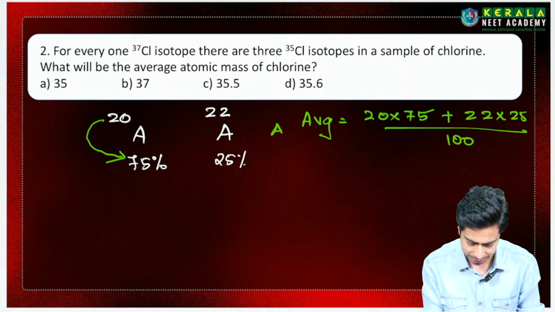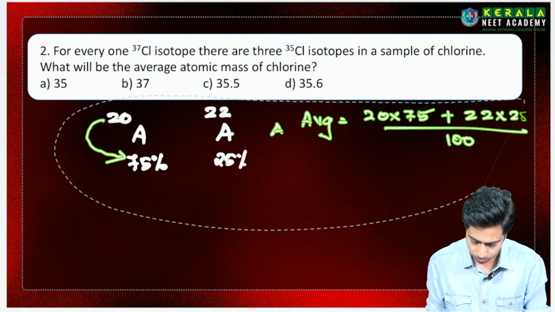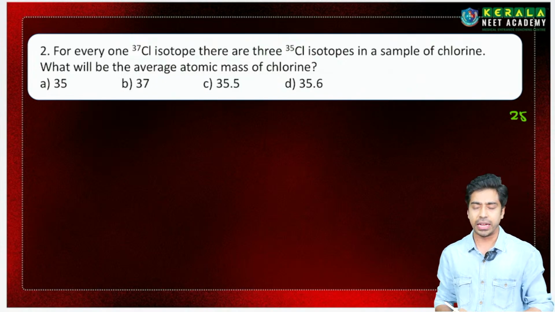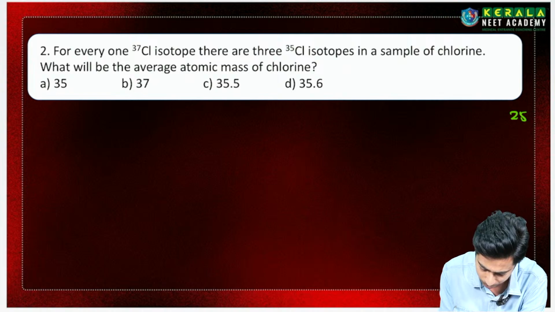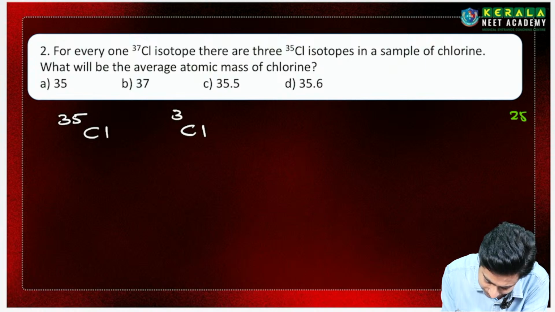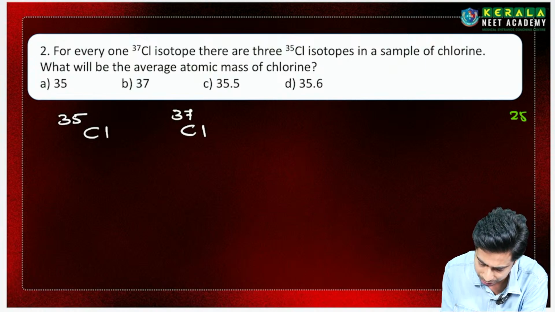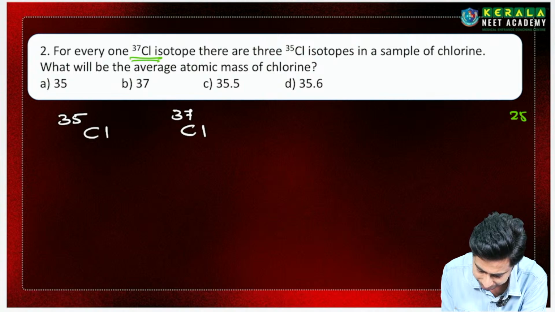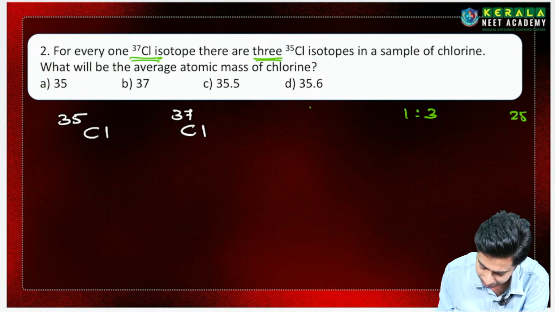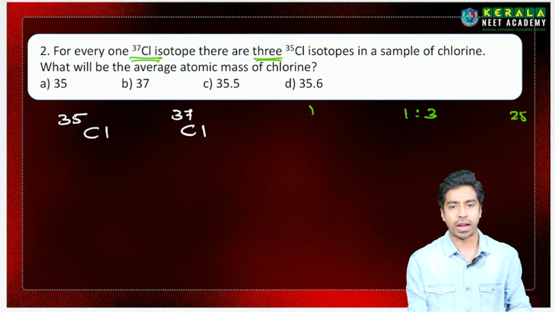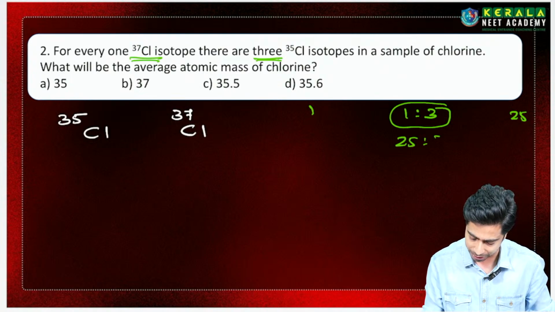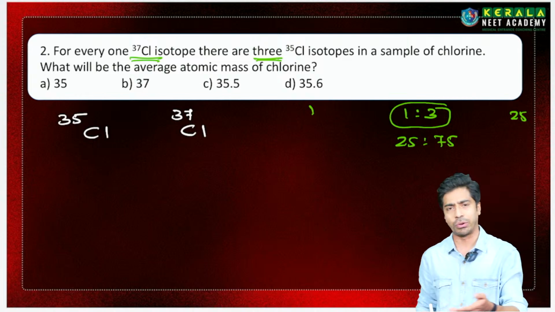Now listen here. It is mentioned that for every 1 chlorine-37, there are 3 chlorine-35. So there are 2 isotopes, chlorine-35 and chlorine-37. For each chlorine-37, we have 3 chlorine-35. That means they are present in the ratio 1:3, chlorine-37 and chlorine-35. 1:3 means it will be 25:75. You know that 25:75, or else you can take it as 1:3.